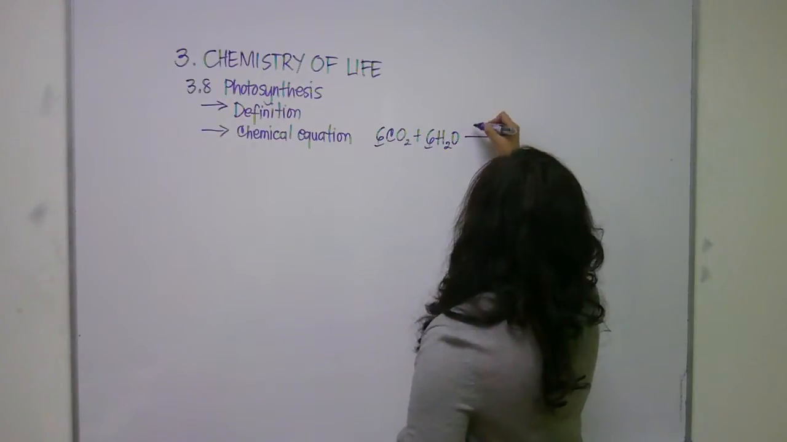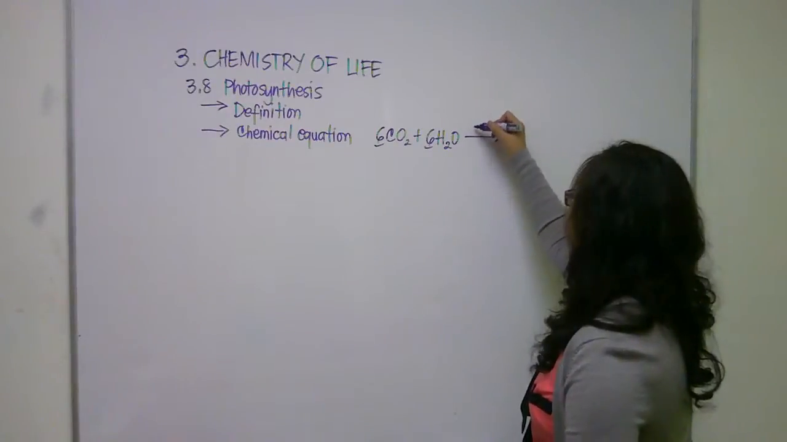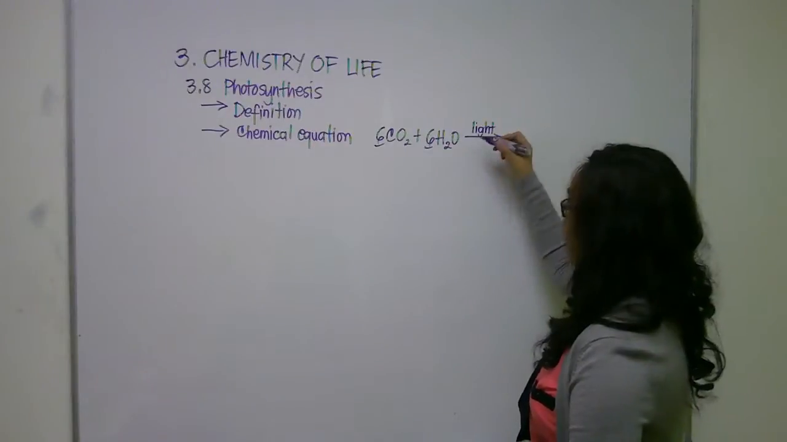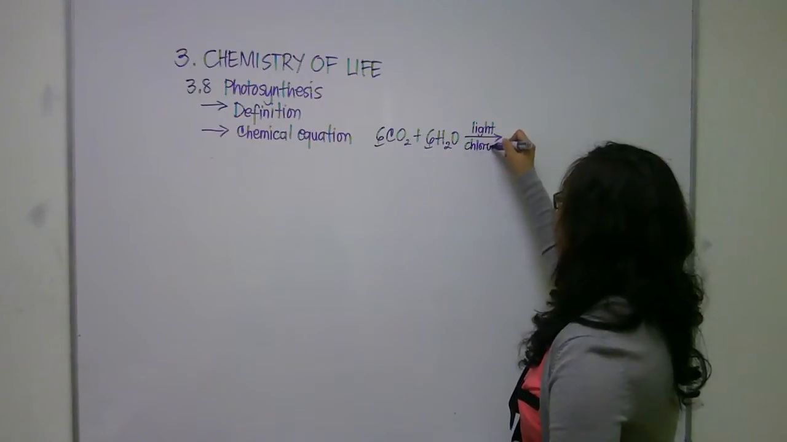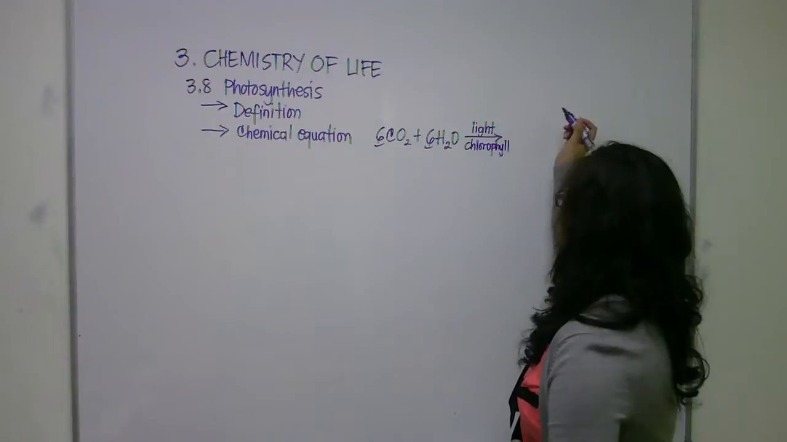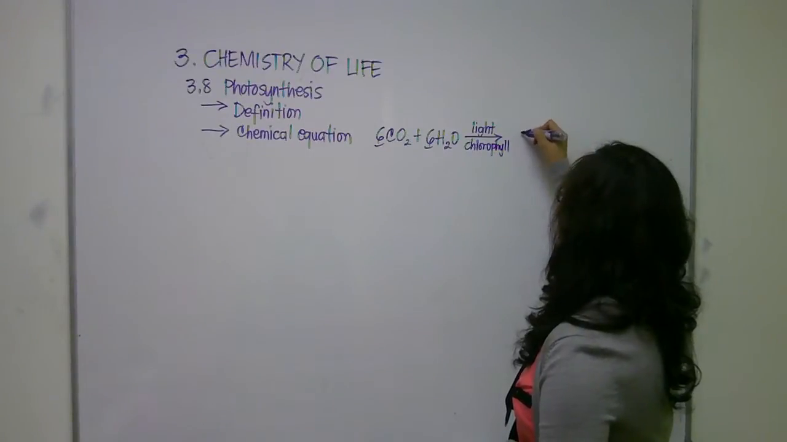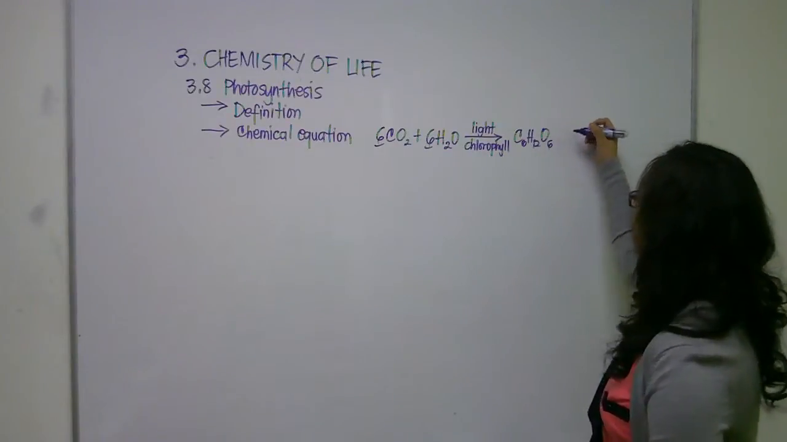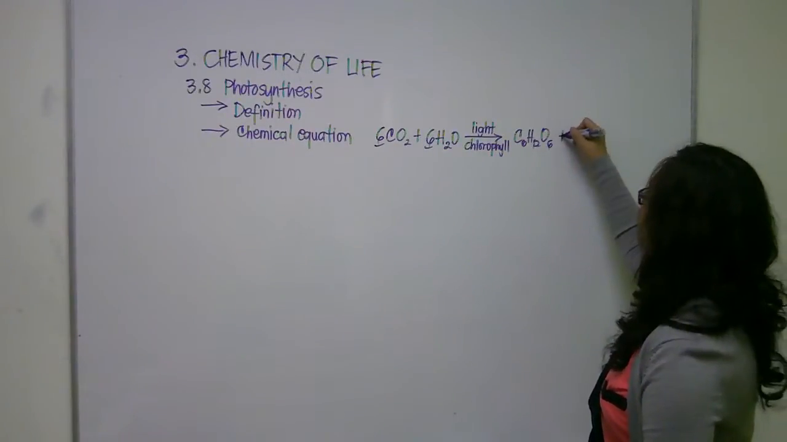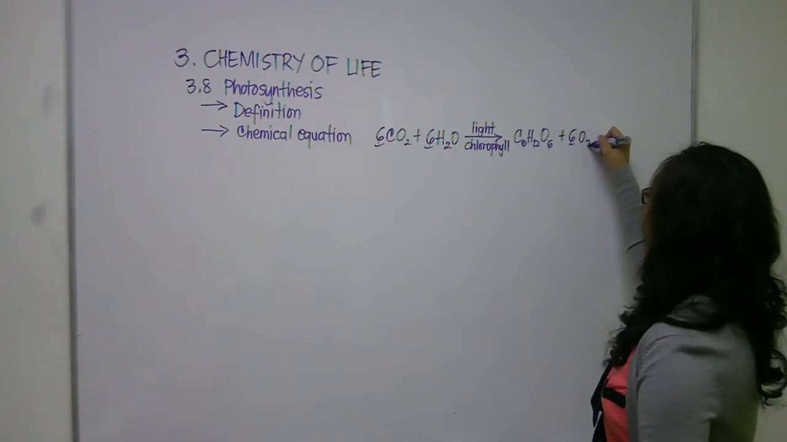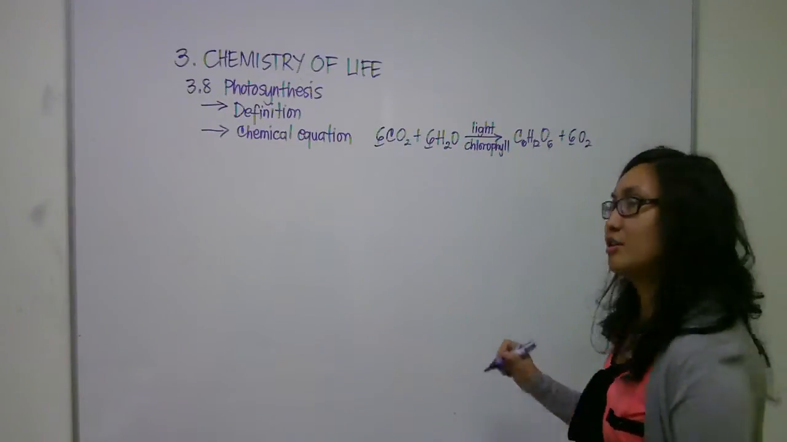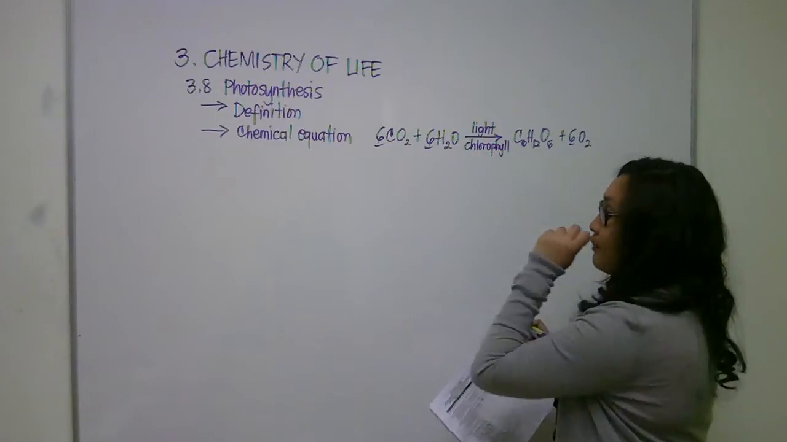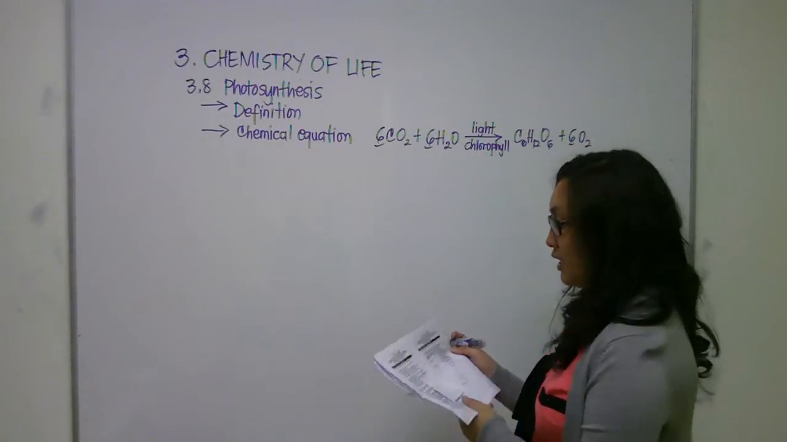Okay. Whenever the light energy is going to be absorbed by the pigment chlorophyll, it is able to convert them into glucose and 6 molecules of oxygen. Okay, so it's basically the opposite of cellular respiration.